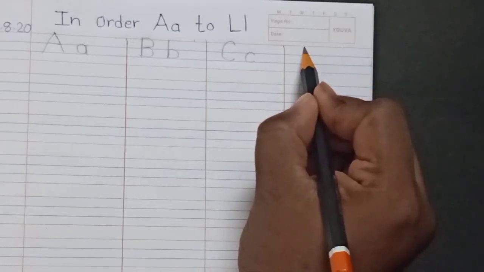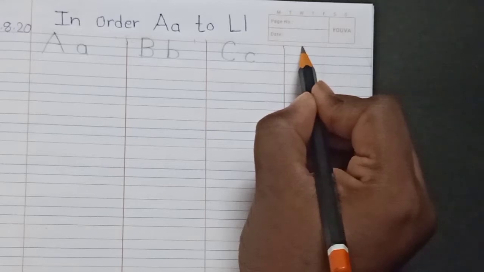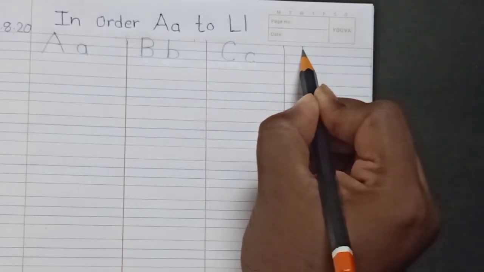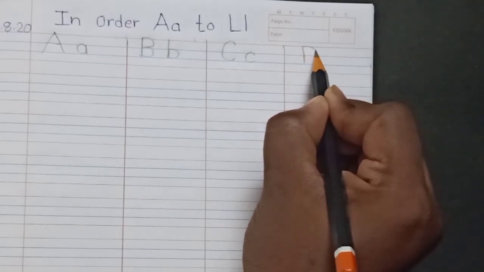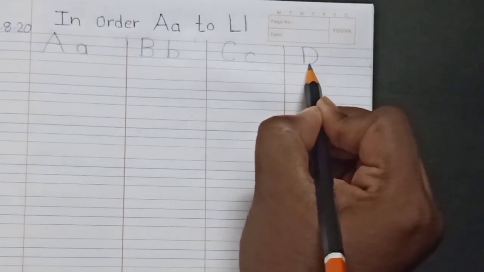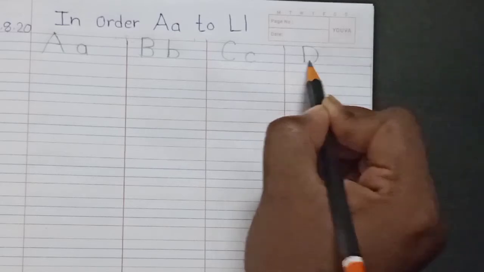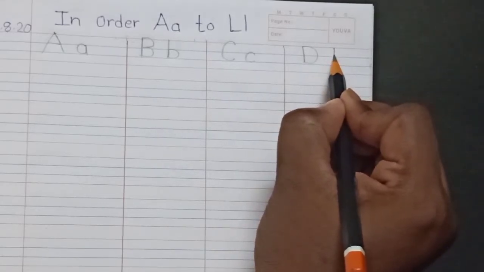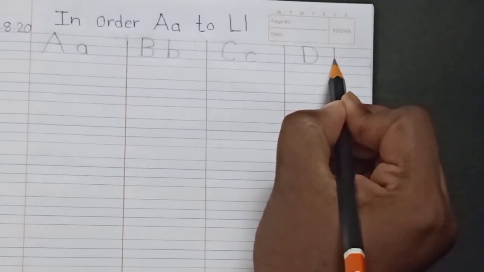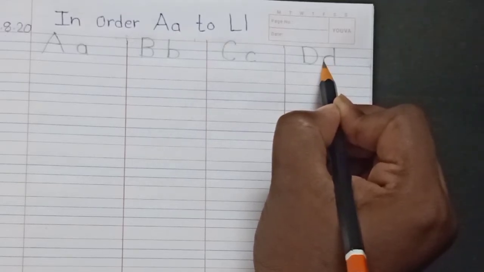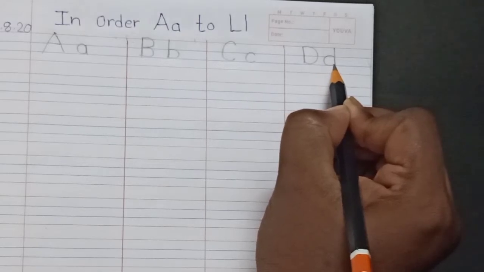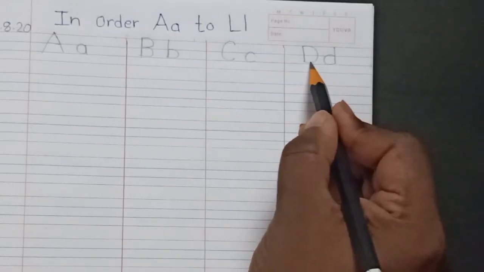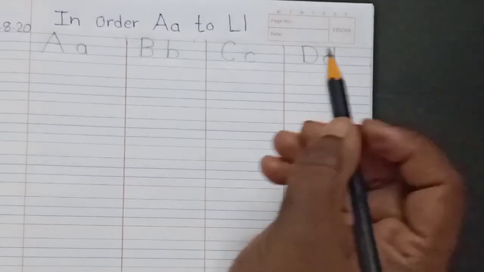Right, D. So, how we will write D? We will make a standing line, go up, make a curve and come down to second blue line. Capital D. For small d, we will make a standing line, go up, make a reverse C and join the standing line here. Capital D, small d.